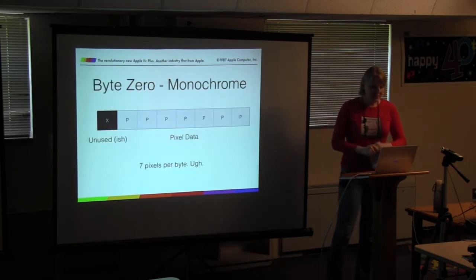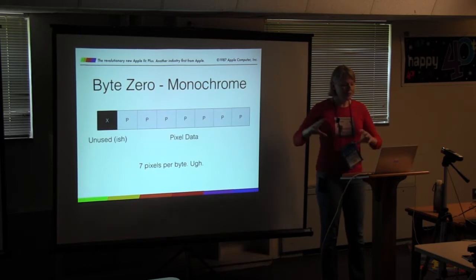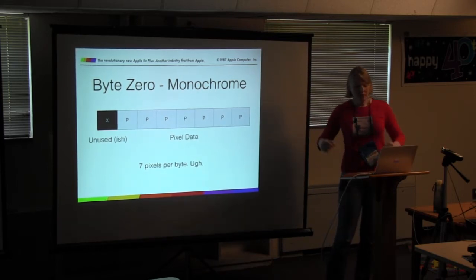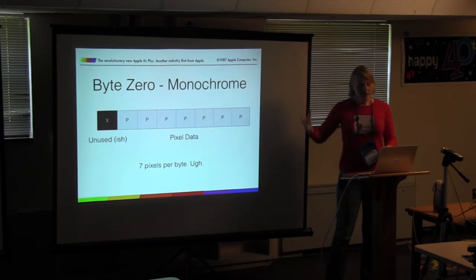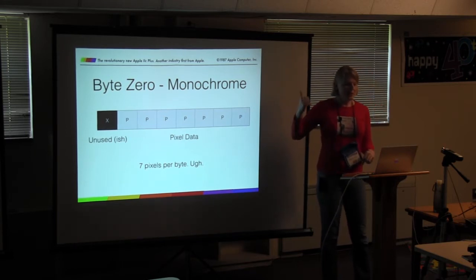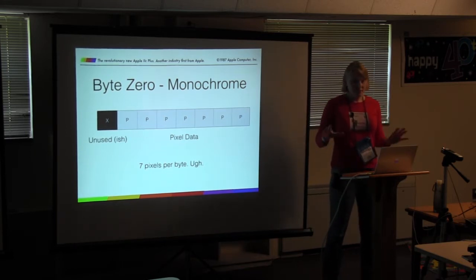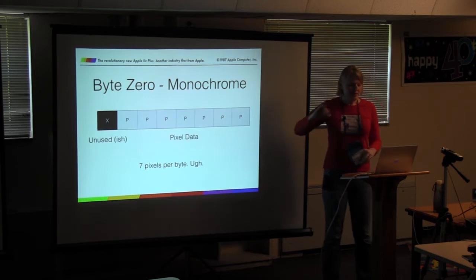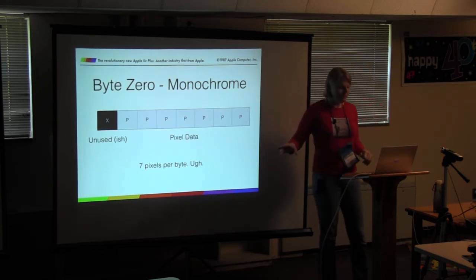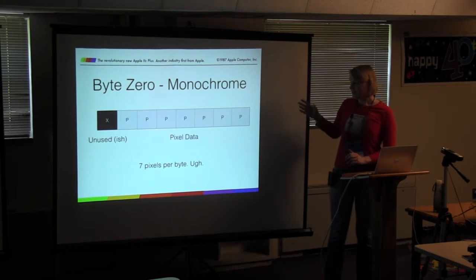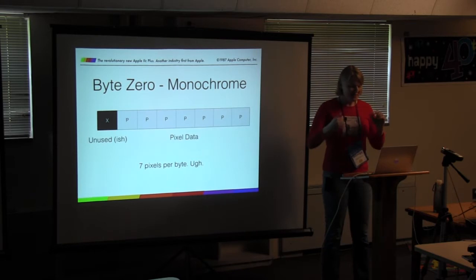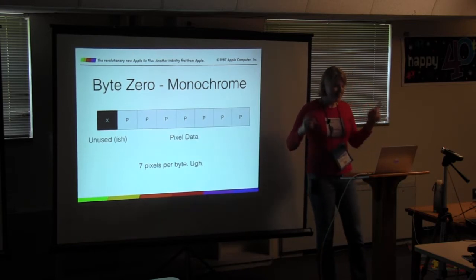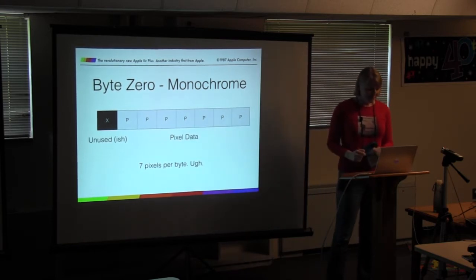So let's start simple. Let's look at the top left corner of your high-res page in monochrome. So you've got a monochrome monitor connected to your Apple II, or you've got your Virtual II set in monochrome mode. The first byte looks like this. Your first bit is unused-ish, we'll get to that. And the next 7 bits are pixels, 1 bit per pixel. Great, except 7 pixels per byte, which is super annoying. Because guess what the 6502 is really bad at? Dividing by 7. So we're going to get to that.